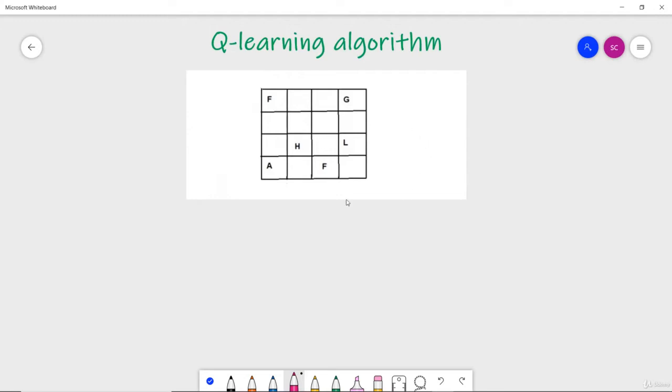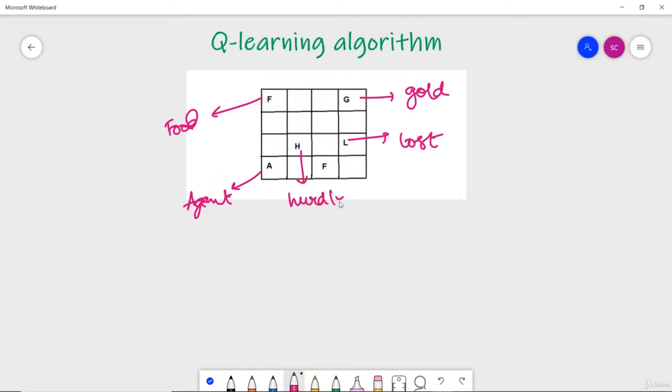So consider this image over here. Now I will brief you about this particular image. In this image we have A as the agent. F denotes the food. G denotes gold. L denotes lost. H denotes the hurdle. And F again denotes food only.